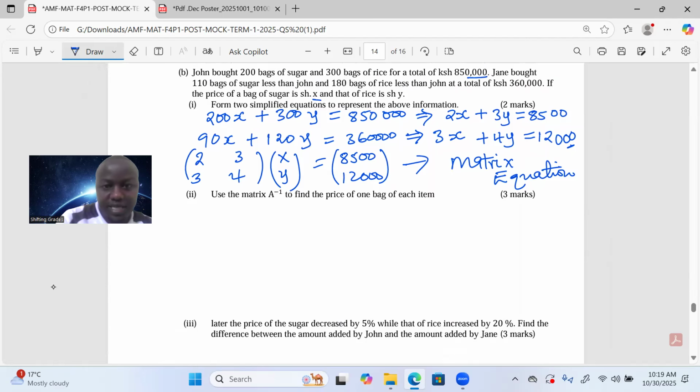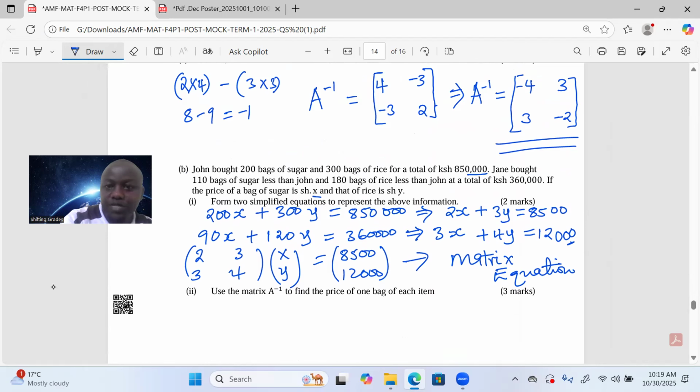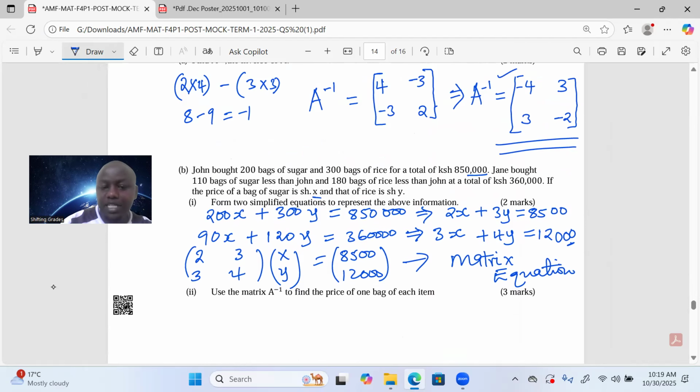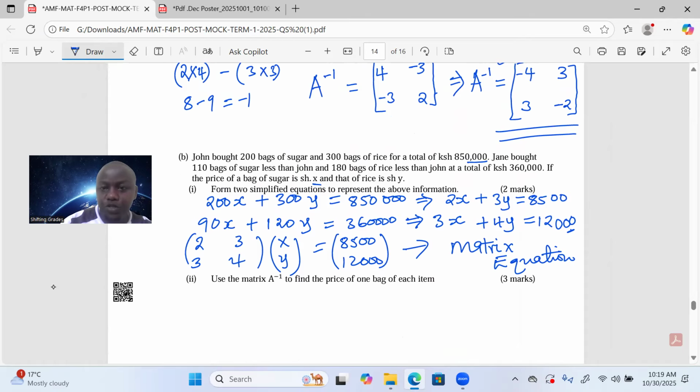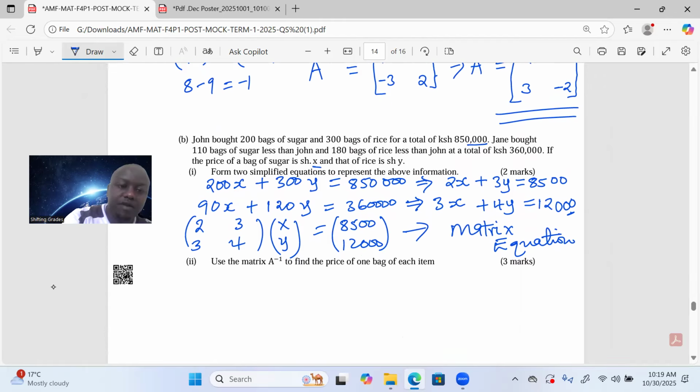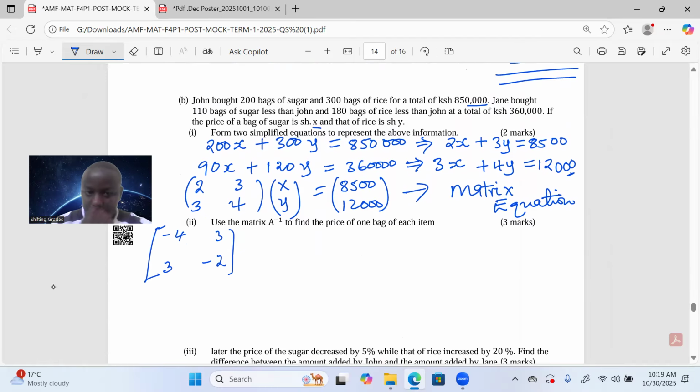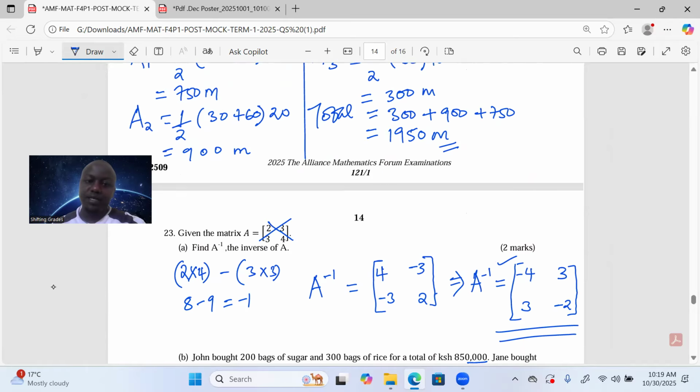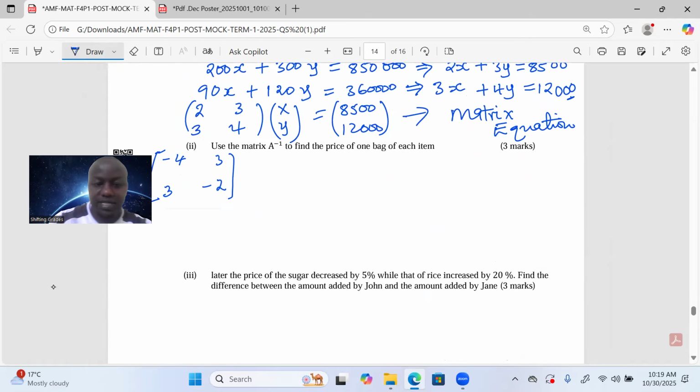So the inverse of the coefficients matrix was computed here, and it should be correct for it to continue bearing fruits. Negative 4, 3, 3, negative 2. That is the inverse. You see, the coefficients matrix we are getting here is the same as matrix A. Therefore, the inverse now is the same.